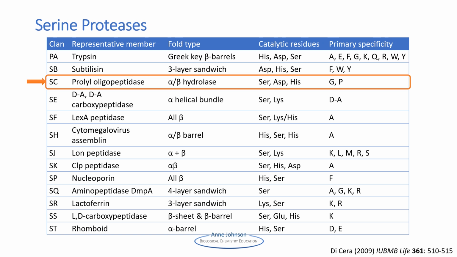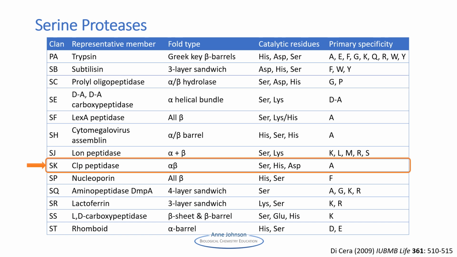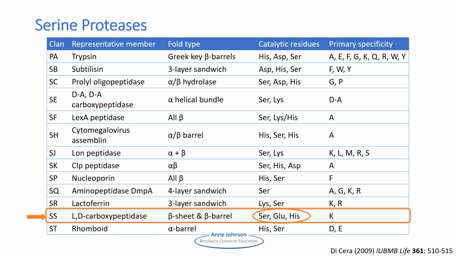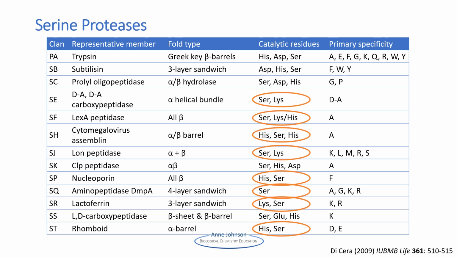The SC peptidases use an alpha-beta hydrolase fold structure and include prolyl oligopeptidase as well as enzymes with esterase activity, such as the well-studied acetylcholinesterase. The SK peptidases have an alpha-beta structure. The representative member of this family is Clp peptidase. One group of serine proteases use a glutamate residue instead of the aspartate found in the canonical catalytic triad, while other serine proteases use other combinations of amino acid residues to increase the nucleophilicity of serine.